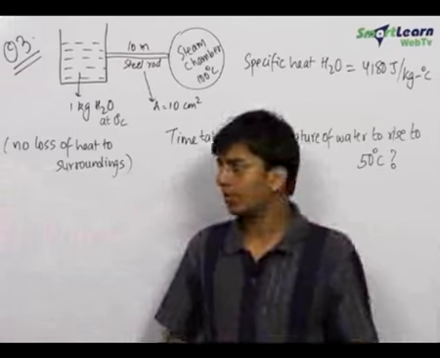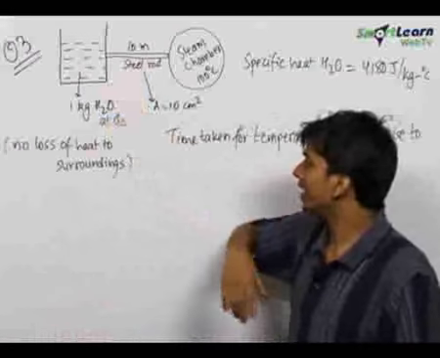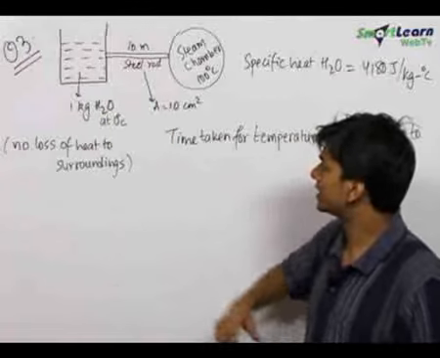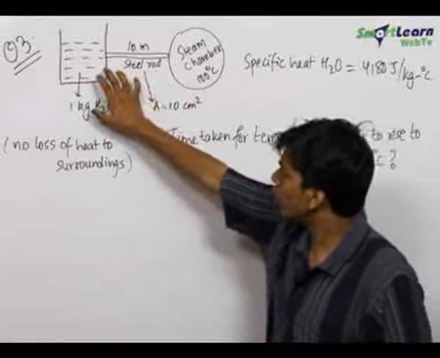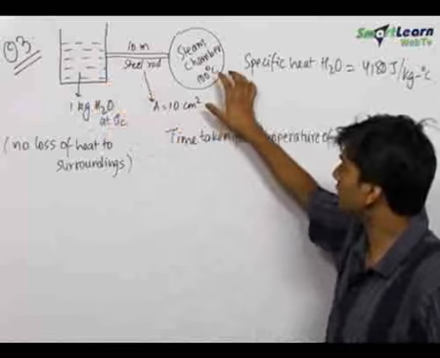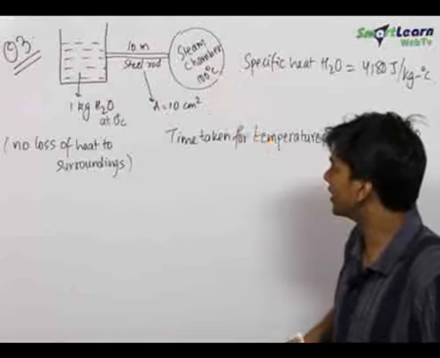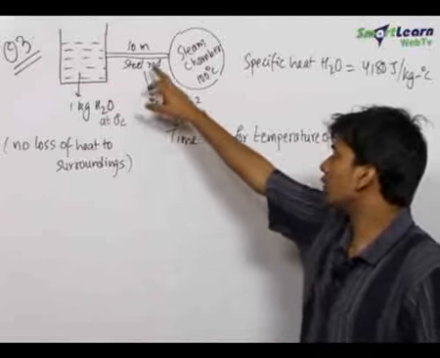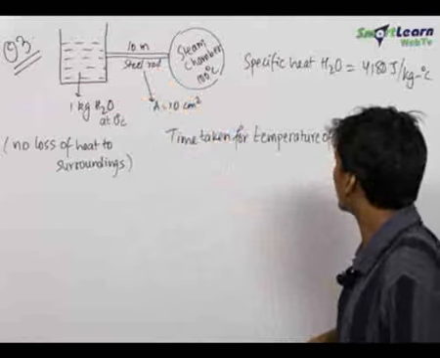Here we have another simple problem. We have a container containing 1 kg of water at 0 degrees Celsius. There is a steel rod joining this chamber to a steam chamber having steam at 100 degrees Celsius. Now the area of cross section of the steel rod and the length of the steel rod is given.